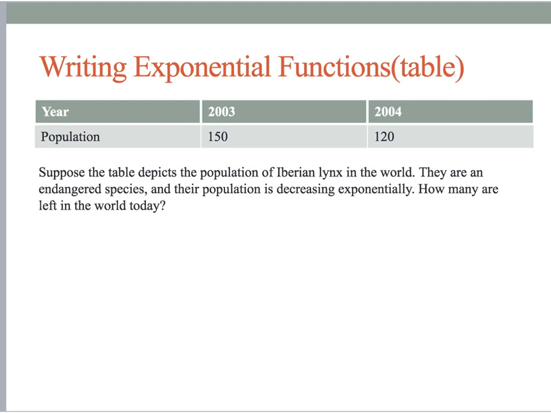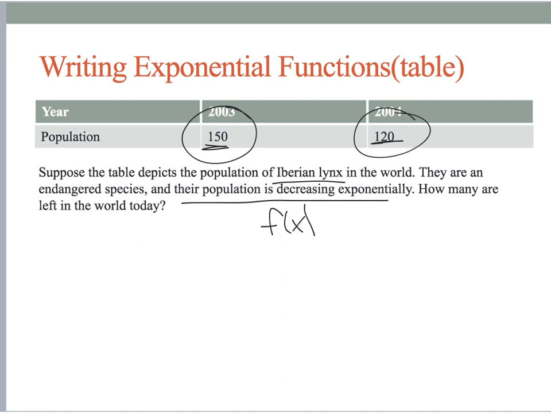Let's look at how we are going to set up these exponential functions using information given to us. As you can see from the table, the population of these Iberian lynx is going down. It went from 150 in 2003 to 120 in 2004. According to the problem, their population is decreasing exponentially, so that's how we know to use an exponential equation. So that's again a times b to the x. a is usually pretty easy to figure out. It's going to be your first value. In our case, that's 150.